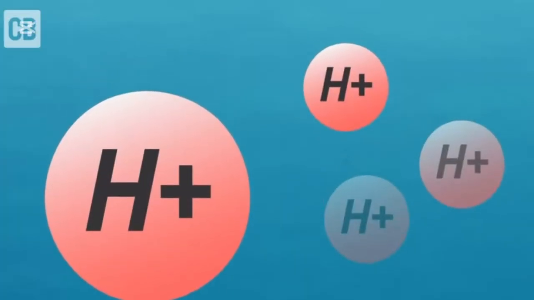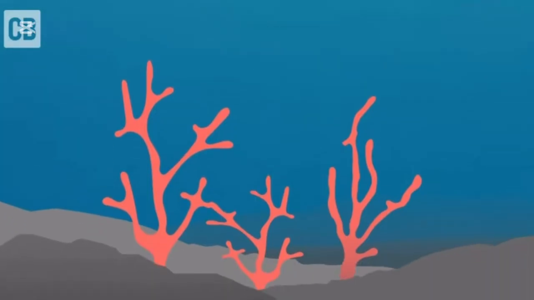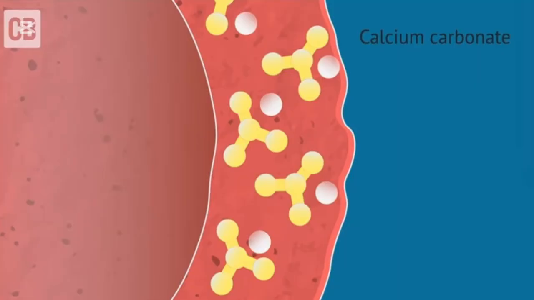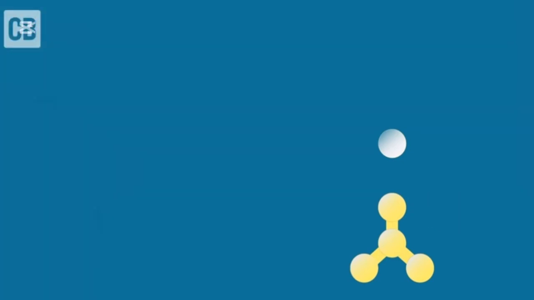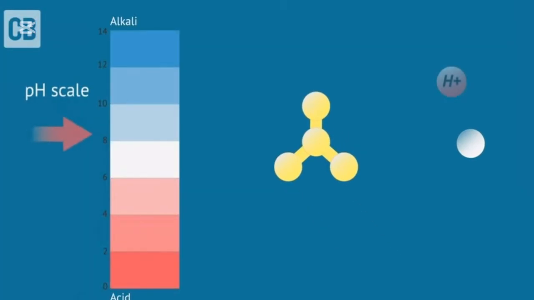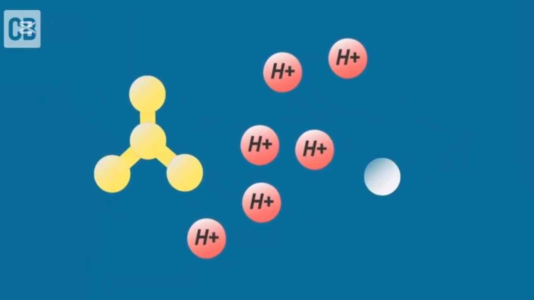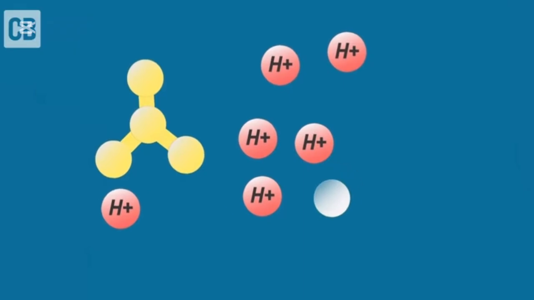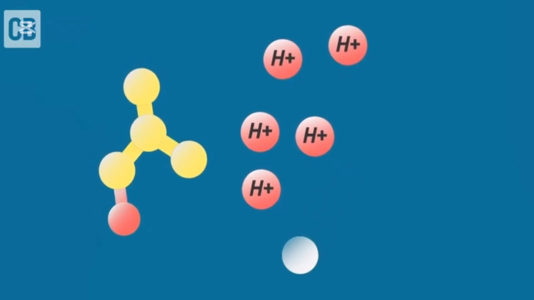As oceans become more acidic, the number of hydrogen ions in seawater increases. Some types of coral have a hard outer skeleton made out of a compound called calcium carbonate. This compound is made of calcium ions and carbonate ions. Ocean acidification causes the amount of calcium carbonate in seawater to fall. This is because some of the carbonate ions that normally pair with calcium to form calcium carbonate instead pair with hydrogen to form bicarbonate.